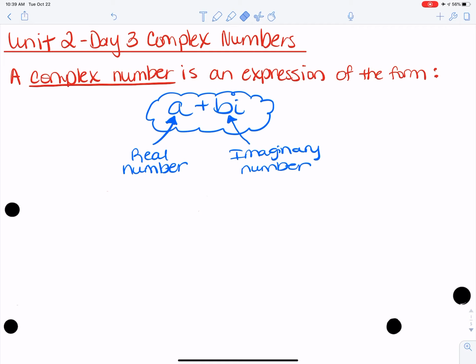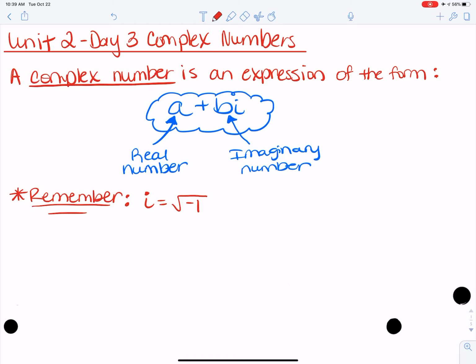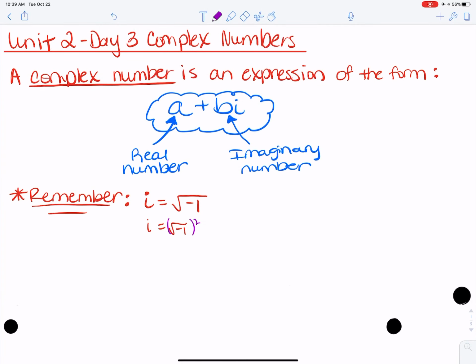And the question now is, where do you get imaginary numbers from? Remember, i equals the square root of negative 1. And so if I were to solve this out, i equals the square root of negative 1, and then I would square it. So i squared would equal negative 1. That just gives me another format.